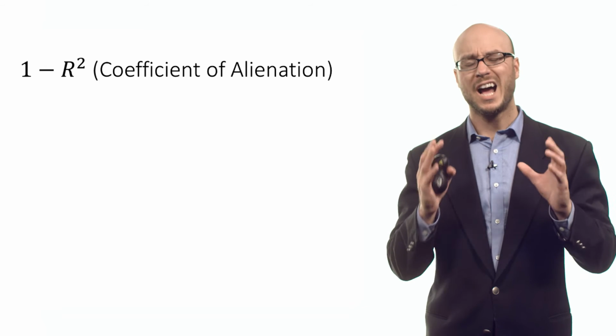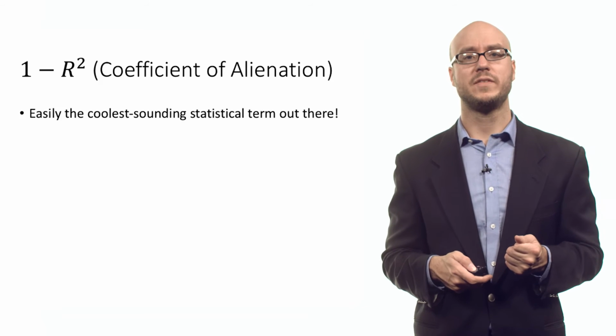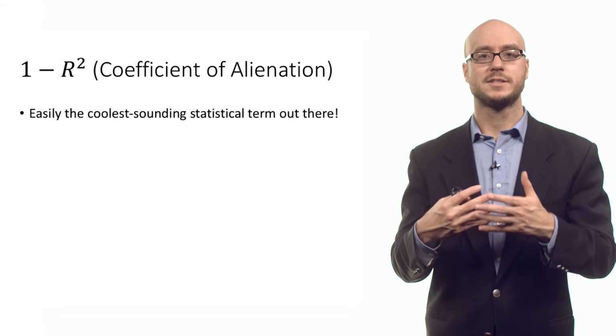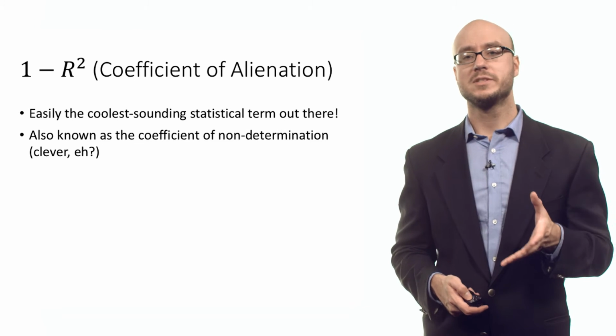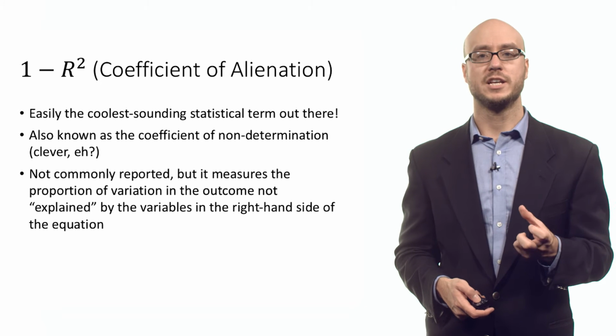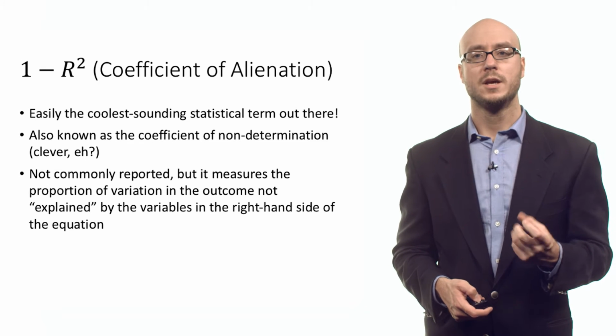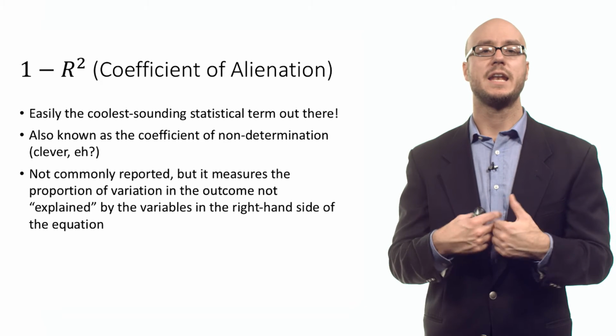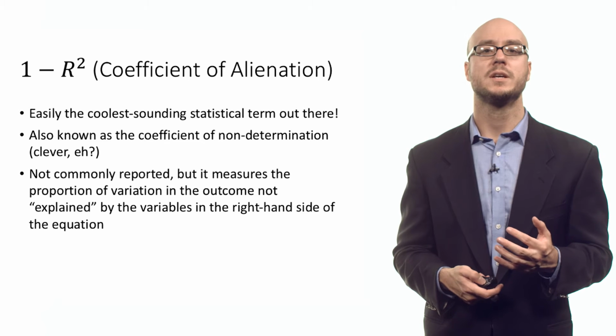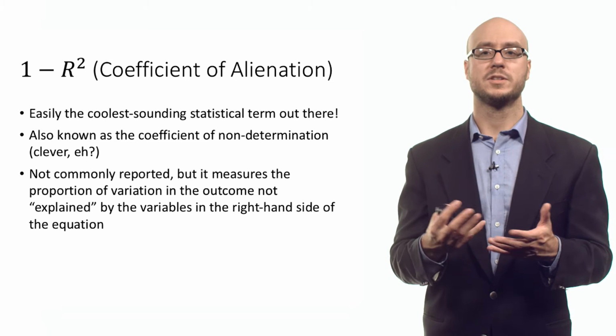A related measure is something called the coefficient of alienation. I like it because it sounds cool. It's 1 minus r squared, and it's sometimes known as the coefficient of non-determination. It's not commonly reported, but it is a similar measure. It measures the proportion of the variation in the outcome that is not accounted for, not explained, by the variables in our model, by those variables on the right-hand side of the equation.